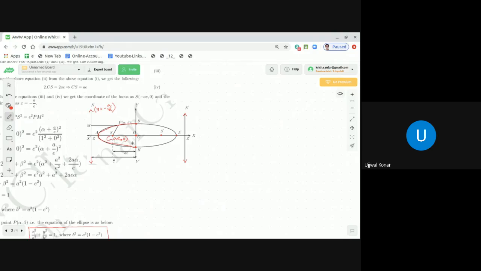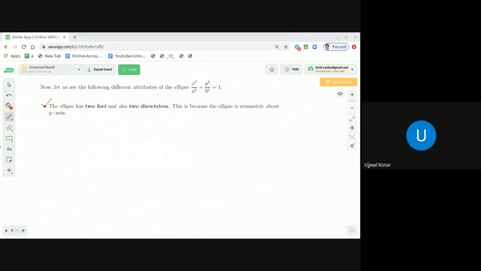And dear students, it is also symmetric about the x-axis as well. That means along that x-axis, if you keep a mirror and you have one part of that ellipse, you will get the other part. Correct, dear students? So this is about the symmetry about the axes.